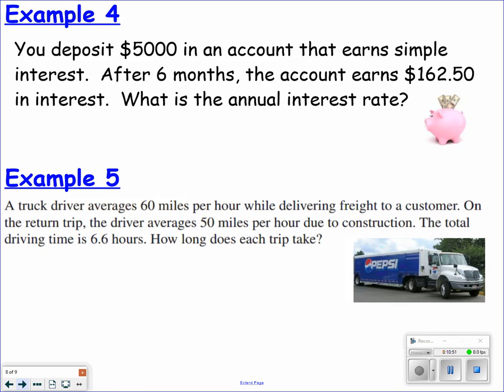You deposit $5,000 into an account that earns simple interest. After 6 months, the account earns $162.50. What is the annual interest rate? So they want you to use a formula from the previous page.